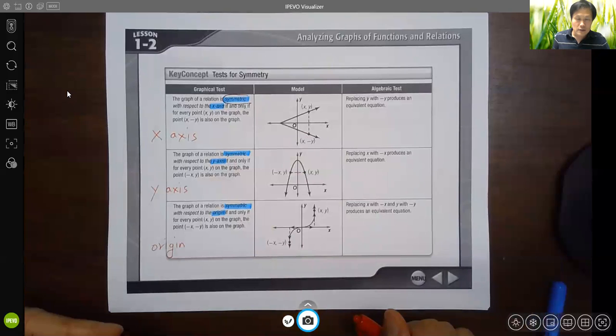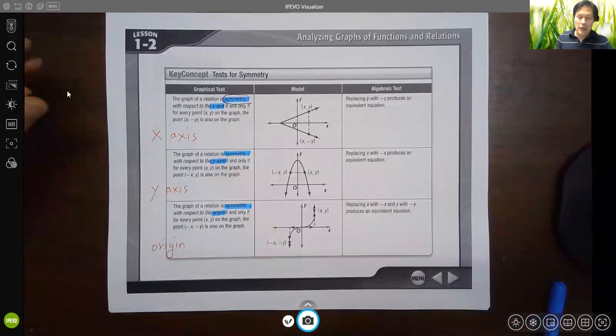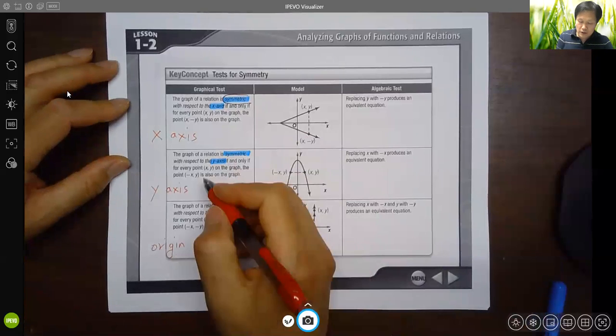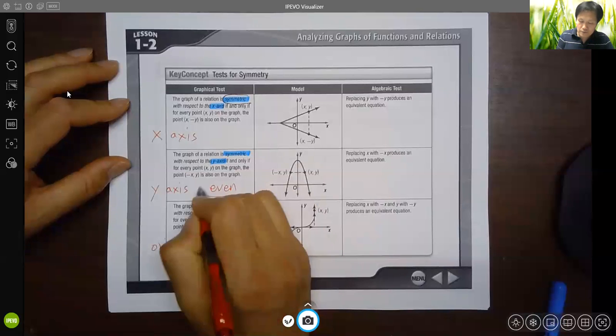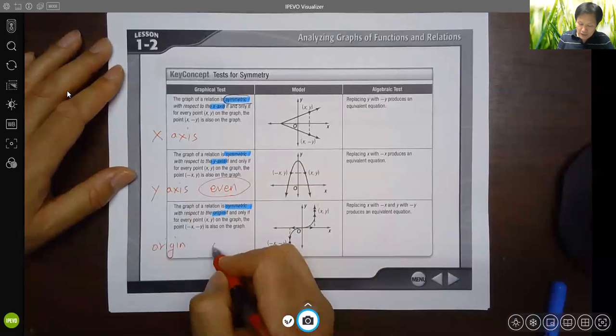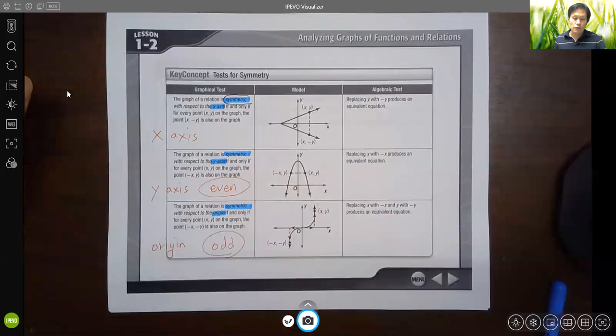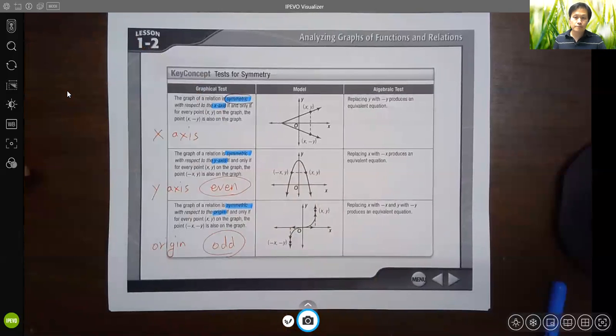Later slides will show you, we have a name for this function. We call that an even function. We call this an odd function. We don't have a name for this. Okay, another thing you need to pay attention to here.